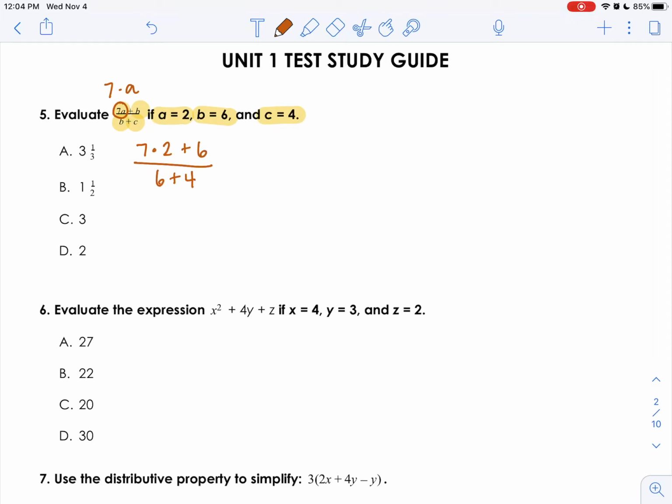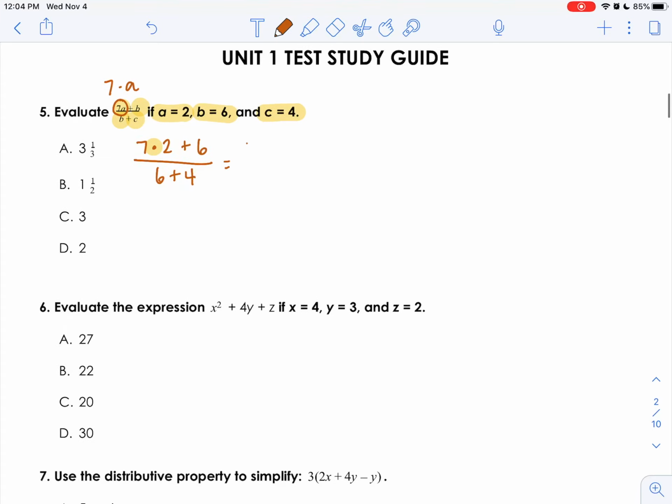Now, when we have division like this, I'm going to treat the top and the bottom as separate and then simplify at the end. So just looking at the top, I have multiplication and addition. I'm going to do the multiplication first. 7 times 2 is 14, plus 6. 14 plus 6 is 20. That's my numerator. In the bottom, I just need to add 6 plus 4, which is 10, and that 10 carries over. Now I can divide 20 divided by 10, which is 2.